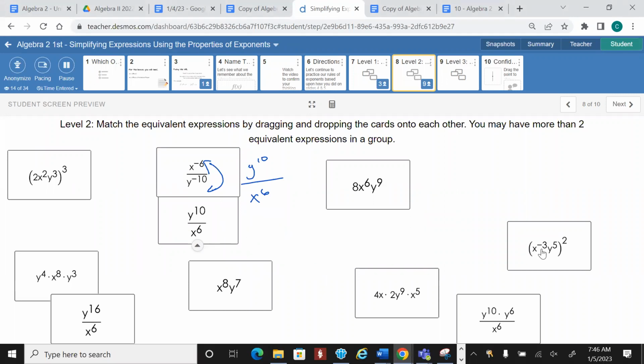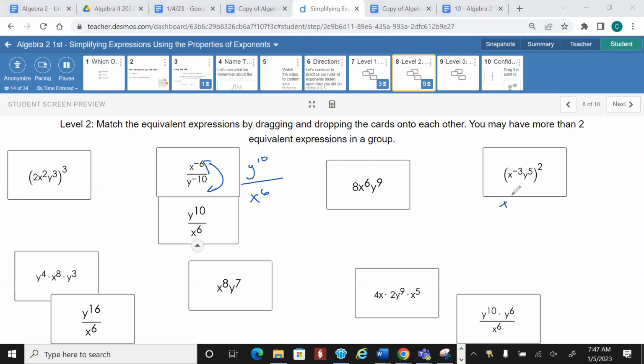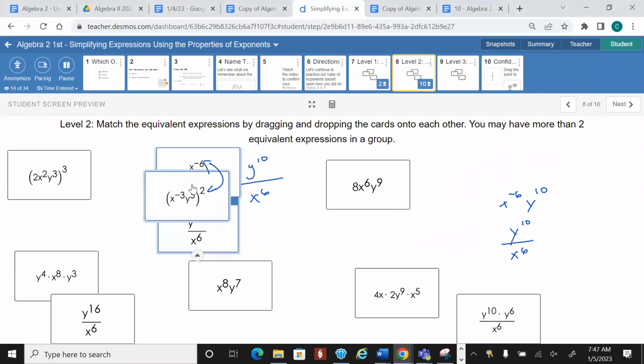Right here on this one, we've got x to the negative 3rd, y to the 5th raised to the 2nd power. We know that if we have something raised to a power, we're going to multiply those exponents. So this will give me x to the negative 6, y to the 10th. Well, this x to the negative 6 means that it's going to go on the bottom, right? So this will now become y to the 10th over x to the 6th, which is the same thing that we just did a second ago. So these will match up.